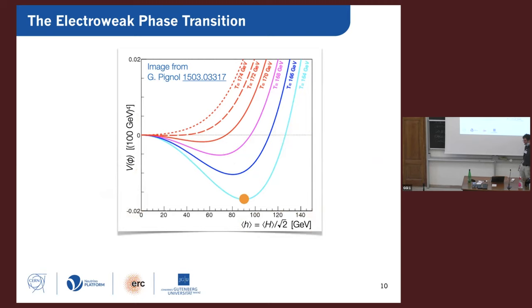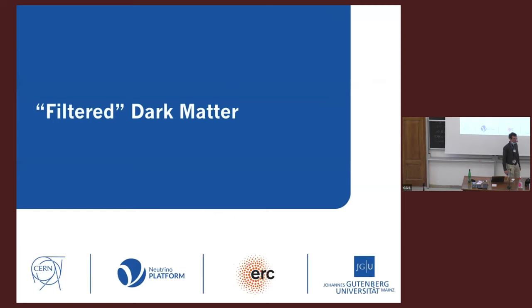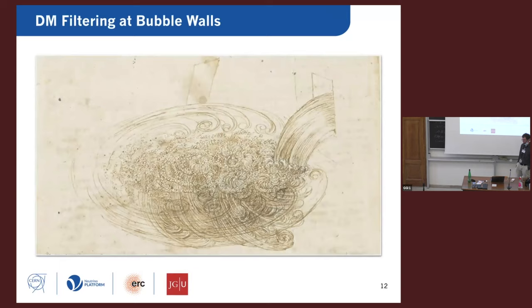Okay, so much for the phase transitions primer. Now, the question I want to talk about in the main part of my talk is, what happens to dark matter during such a phase transition, or what could happen to dark matter during such a phase transition? And I'll be particularly interested in phase transitions of the first order type. Those, if you wish, are the most violent ones. These are the ones where the changes in the system's properties are the most abrupt. So let's talk about a mechanism which we dubbed filtered dark matter, and which relies on exactly such a first order phase transition.